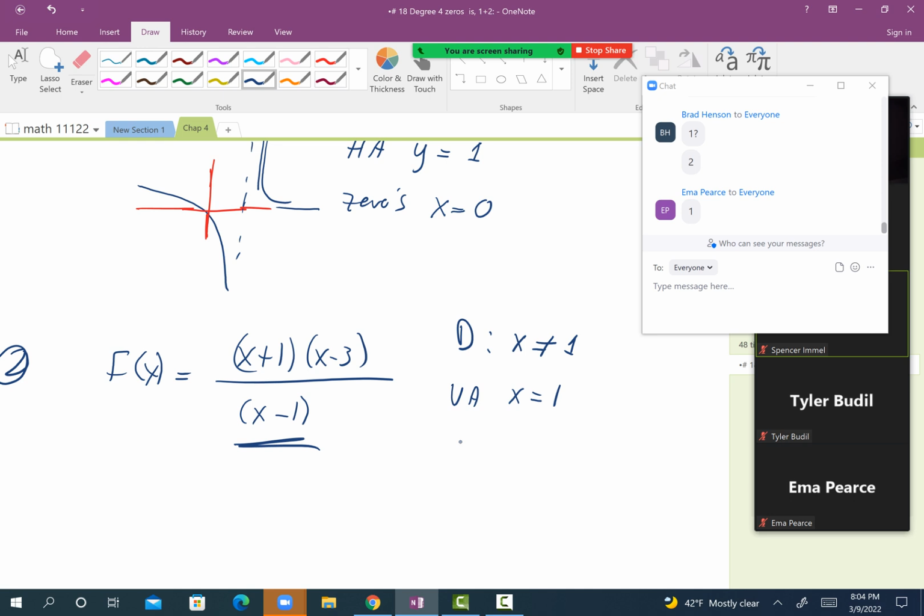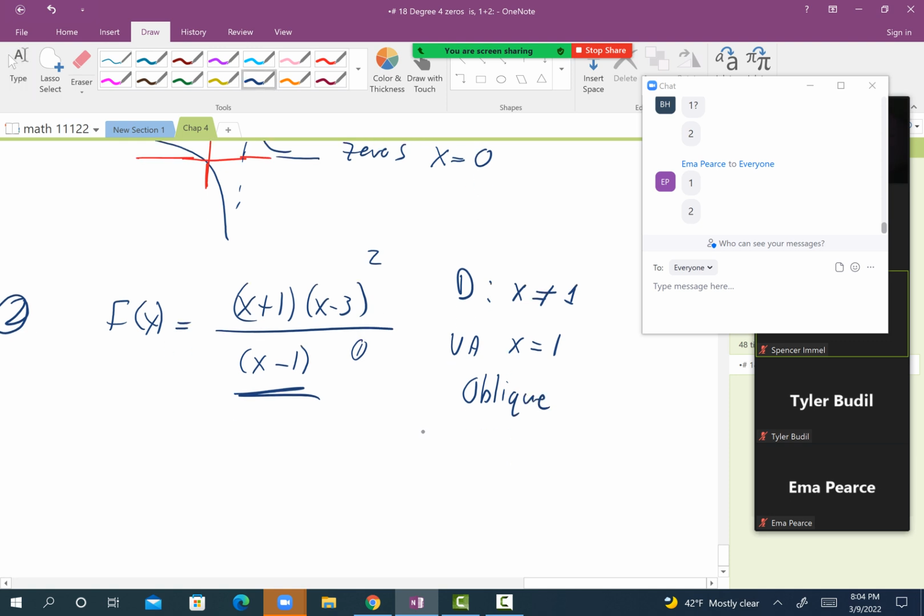Horizontal asymptote. Is there a horizontal asymptote in this situation? 1 still. Oh, well, let's look at it. What's the degree of the top? Would it be 2 actually? Yeah, so the degree on the top is 2. What's the degree on the bottom? 1. So does this have a horizontal? No. If the degree on the top is higher than the degree on the bottom, that means it's oblique. Okay? That means it's oblique.